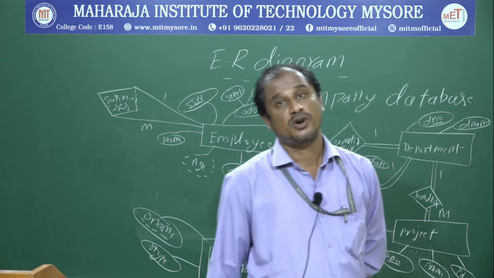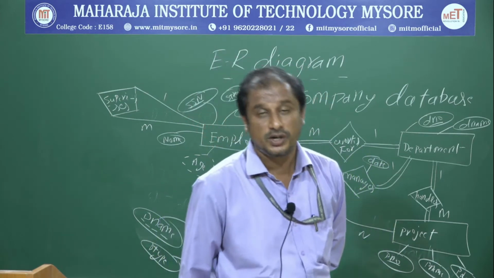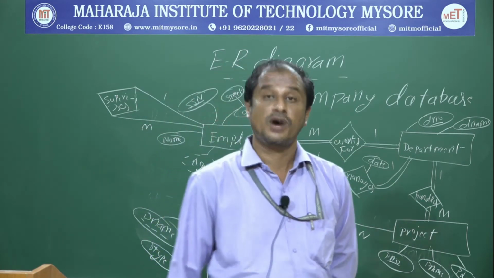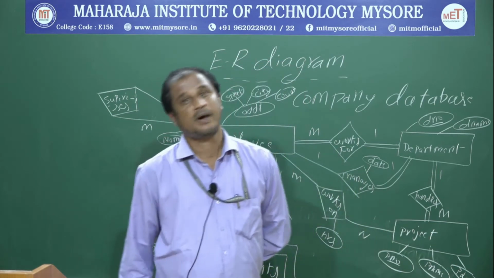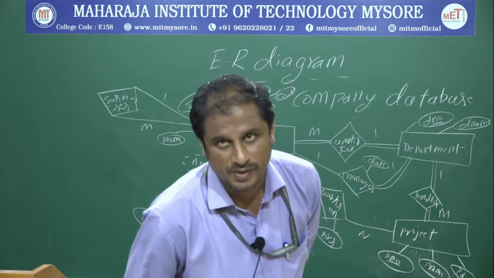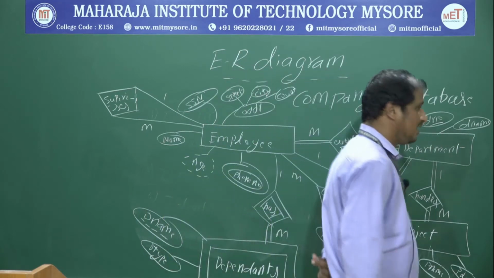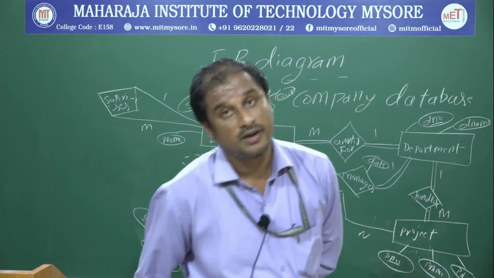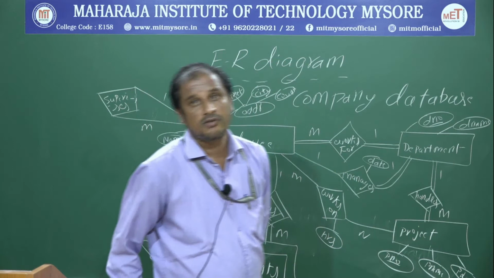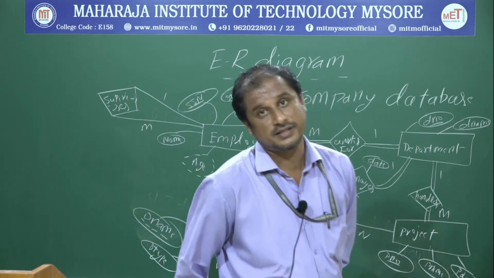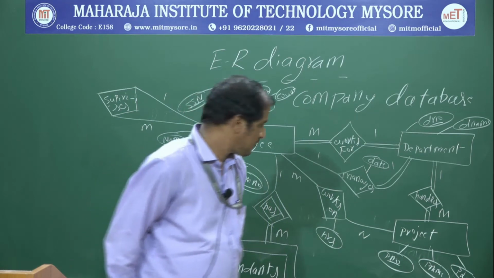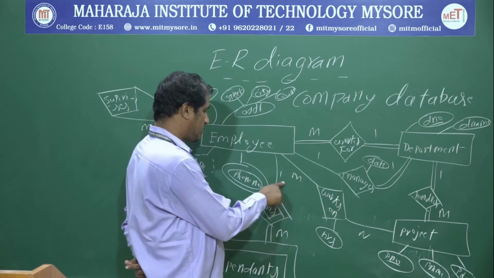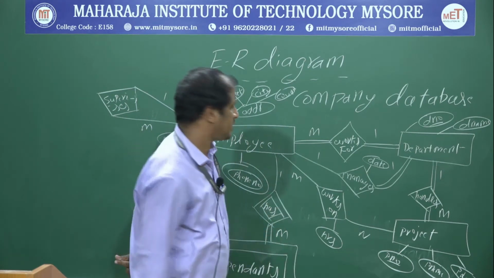So one department needs to control or handle many projects. On that side, the department, I have given total participation, because the entity contains only one department. But on the employee side we have many employees working for one department. Out of many employees, I pick one employee for manager and one employee for dependents. That's why I have given partial participation here, and total participation on this side.